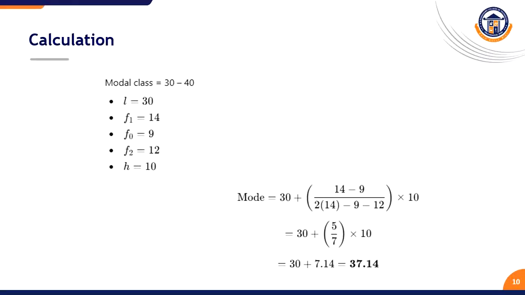We substitute those data in the mode formula, then simplifying it, we get the mode as 37.14. So this is the mode value. This is the procedure for finding the mode of the given data when the data fluctuate irregularly.